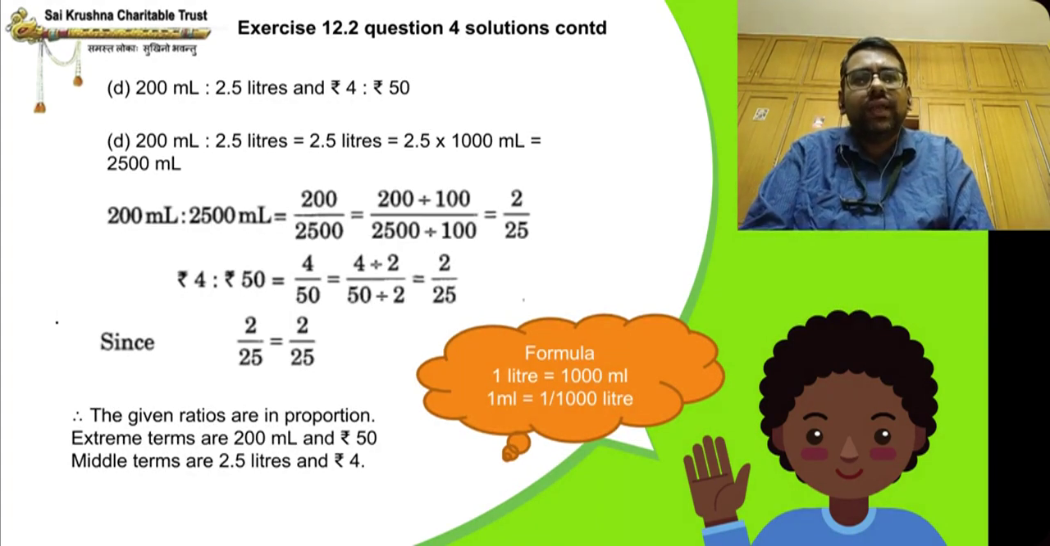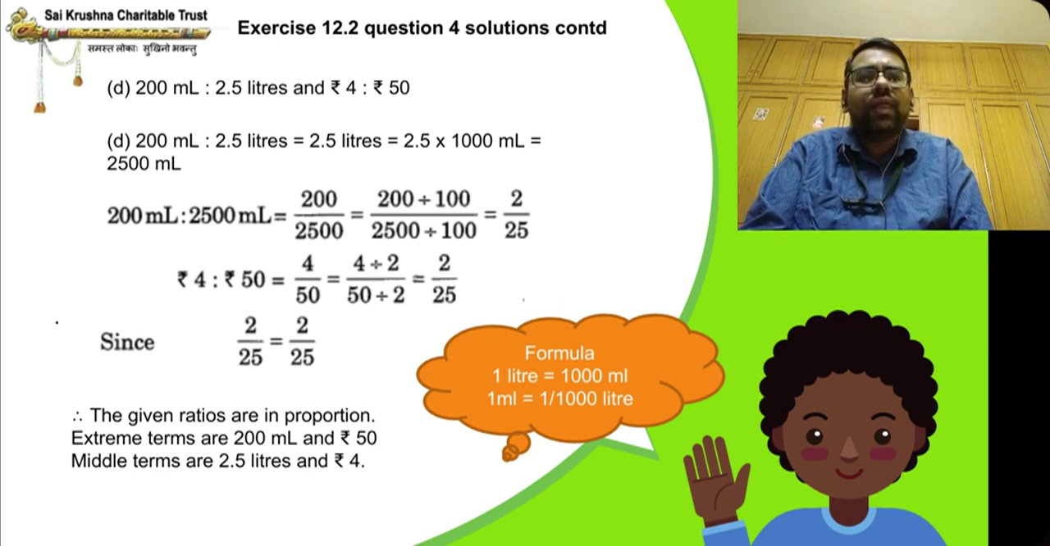Next, D. 200 ml is to 2.5 liter and rupees 4 is to rupees 50. So 200 ml is to 2500 ml. How? Milliliter and liter are different units, right? For comparing two ratios, what is the rule here? Yes, both the ratios should have the same unit. Milliliter is there, liter is there. They are not the same. So we'll convert liter to milliliter.